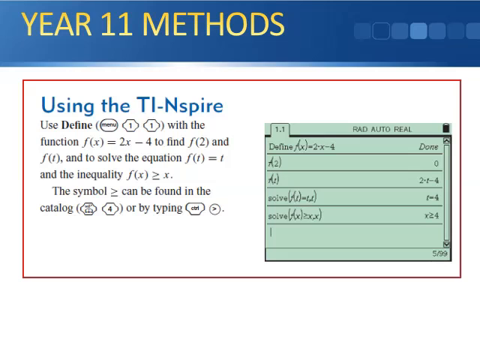And you can do this on your calculator. Okay, f of t, f of 2, and so on. You should first define the function, and then when you put f of 2 in, you get your 0. When you put in f of t, you get that. You can solve for the t, so f of t equal to t, solve it, and greater than or equal to 0 as well.